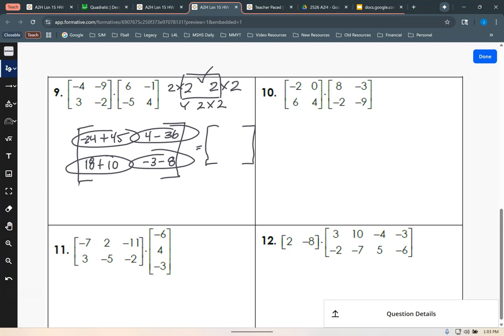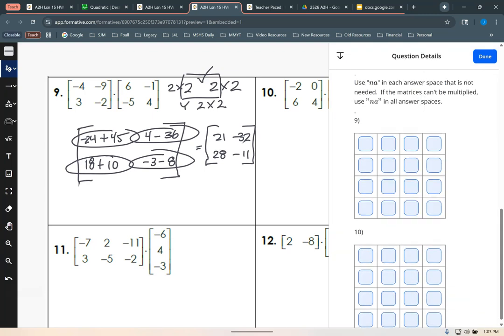So then I do negative 24 plus 45. What's negative 24 plus 45? 21. Positive 4 minus 36? Negative 32. 18 plus 10? 28. And then negative 3 minus 8? Negative 11. That's the 2 by 2 you type into Formative right here for question 9. So it's going to take up these 4 boxes, and then you have to fill in everything else with NAs.